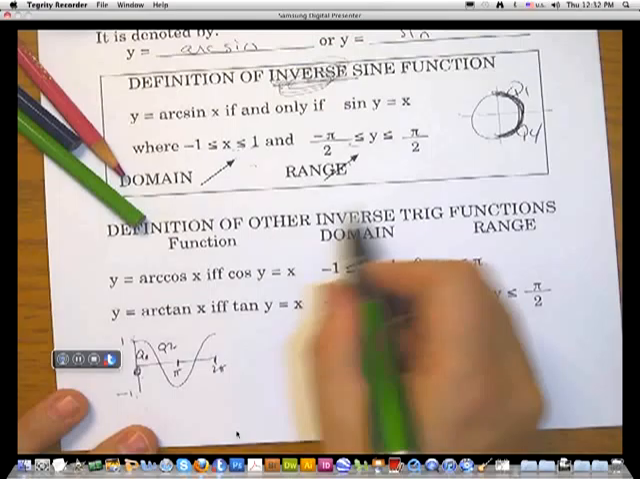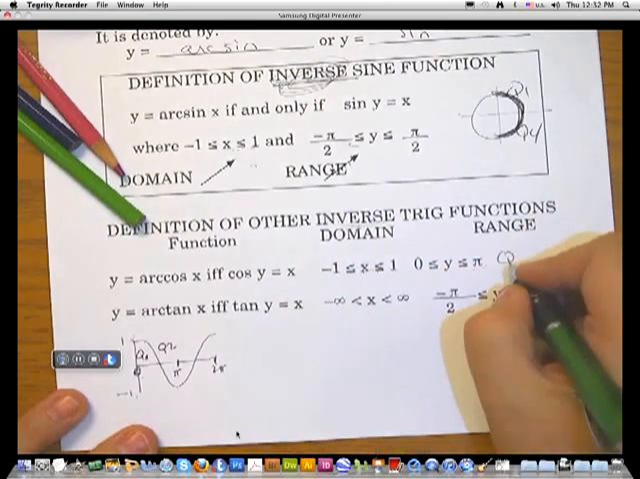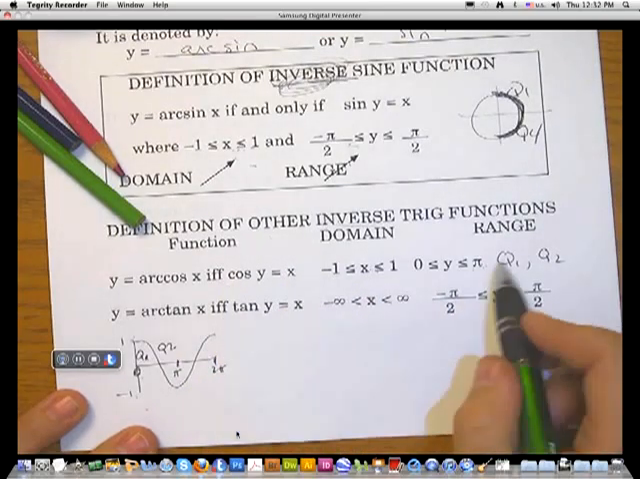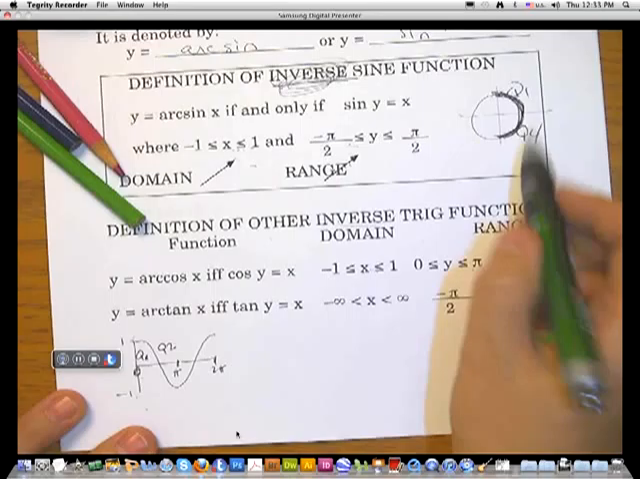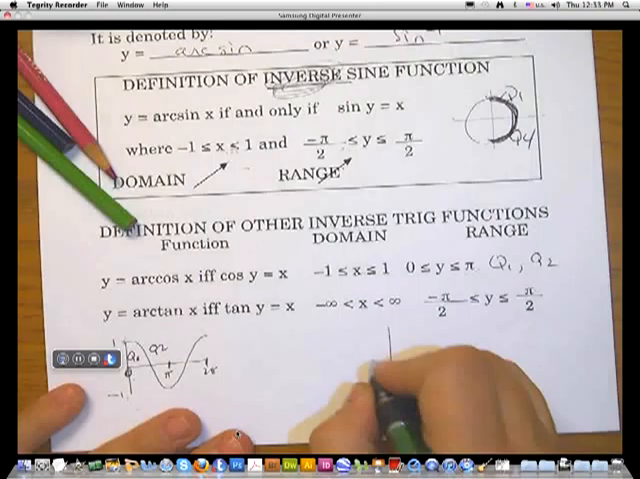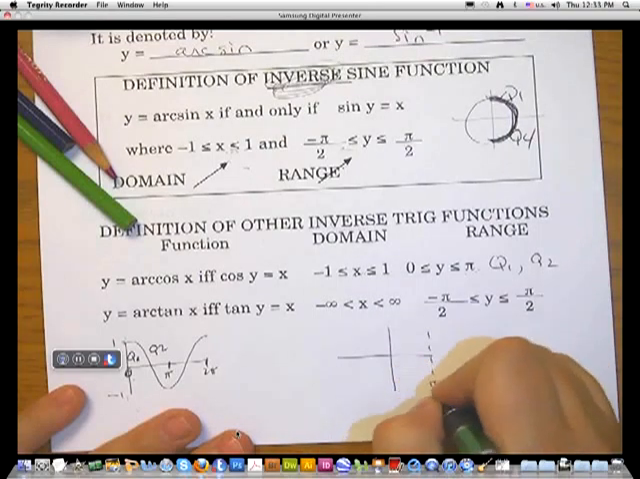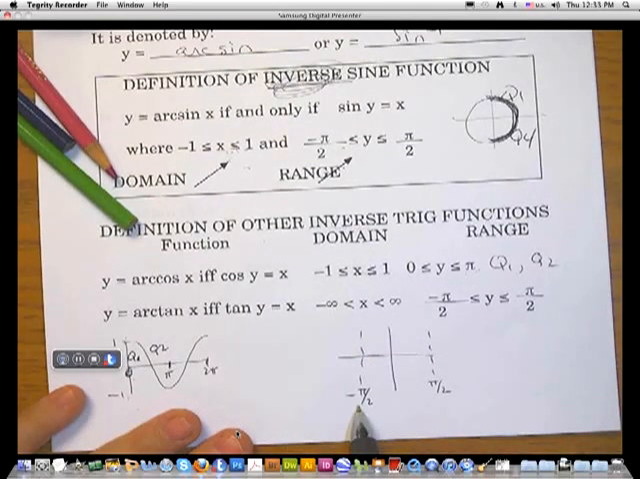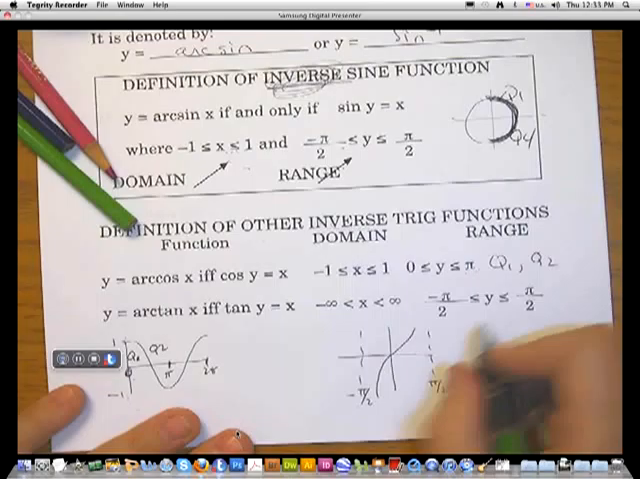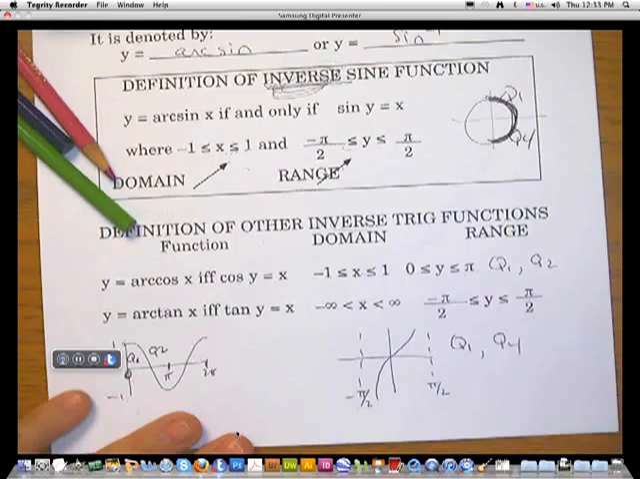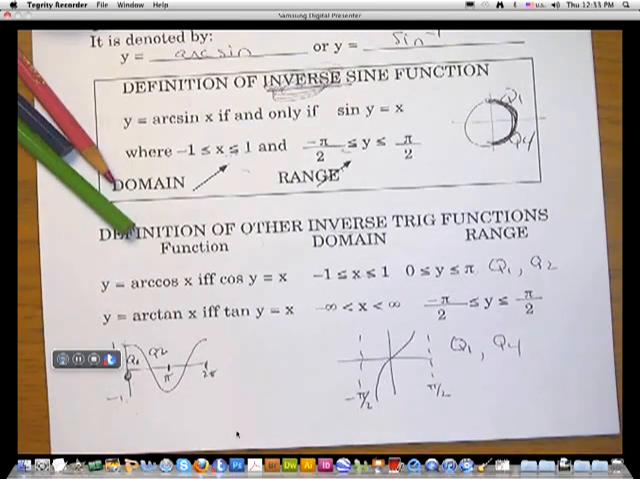It's important to know that the inverse lives in certain quadrants. Inverse of cosine is in quadrant 1 and 2. Inverse of sine is quadrant 1 and quadrant 4. And when I look at tangent, knowing its boundaries are pi over 2 and negative pi over 2, therefore its inverses live in quadrant 1 and quadrant 4, just like the inverse of sine does.